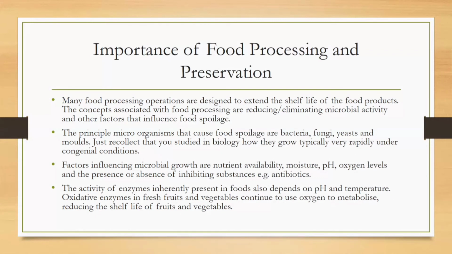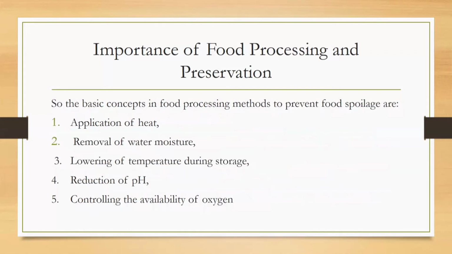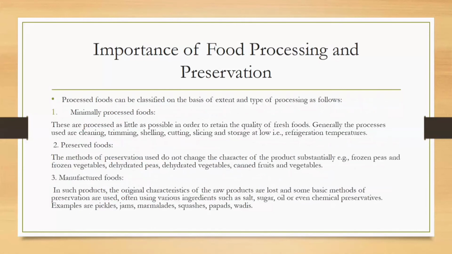So the basic concepts in food processing methods to prevent food spoilage are application of heat, removal of water or moisture, lowering of temperatures during storage, reducing the pH, or controlling the availability of oxygen, etc. There are quite a number of preservation techniques you all might know.